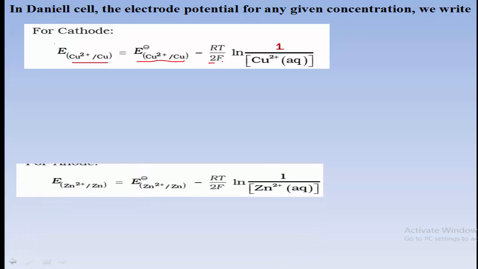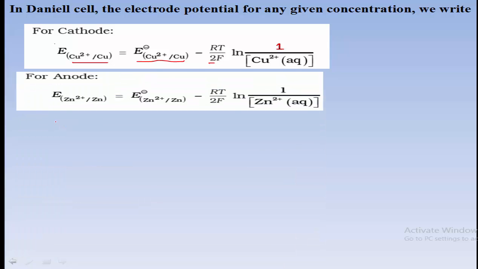And for anode, how we can write? That is for zinc. Here we will write the same. In place of Cu we will write the Zn, and there again RT divided by 2F, because it will lose 2 electrons, and hence the number of electrons involved will be 2, and again the concentration of zinc metal is 1 divided by concentration of Zn2+ ions in the solution.